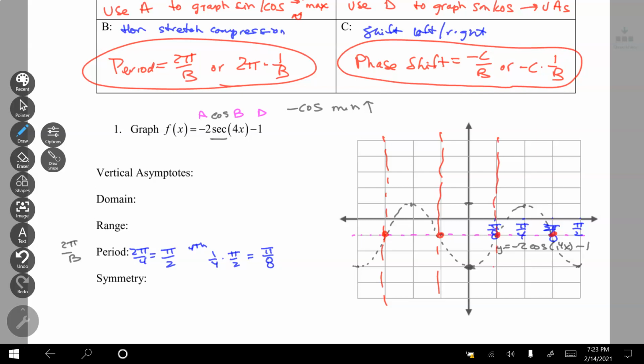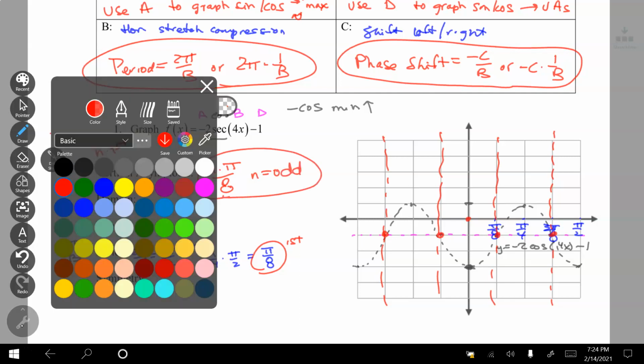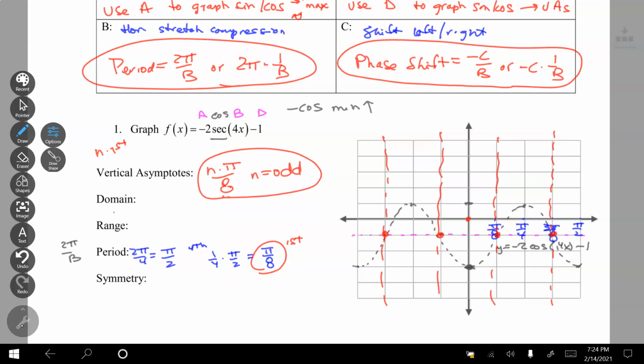You see right here, every other square on the x-axis is getting a red vertical line because those are all the VAs. And my vertical asymptote is always going to be n times the first tick mark. In this case, it's going to be n times pi over 8 because that's the first tick mark. And if I notice, if I start at the origin, my first tick mark is 1 square away from the origin, so that's n equals an odd number. My domain is all real numbers except for the VAs.